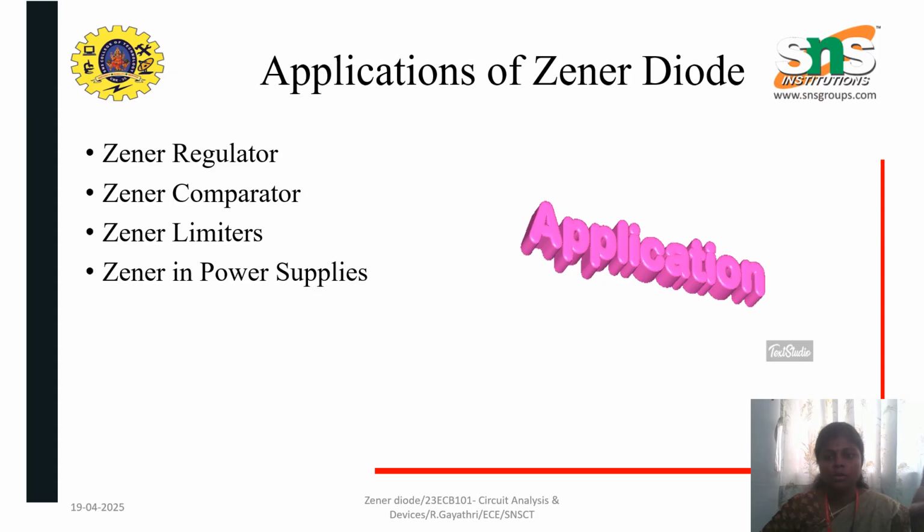Then coming to the applications of Zener diode, when it is in reverse bias condition, it is used in voltage regulator circuits, in voltage clipping circuits, in voltage limiter circuits, and also in voltage power supply circuits.